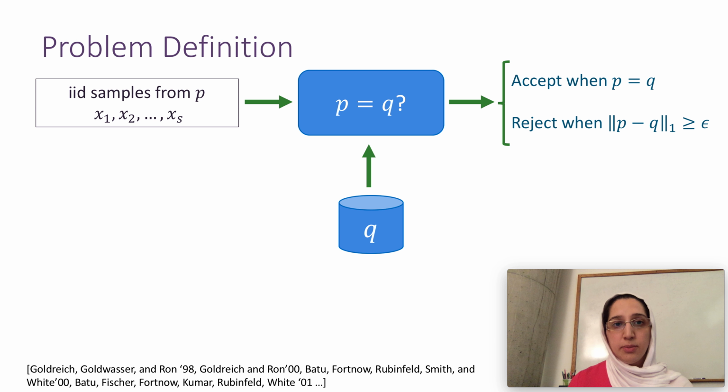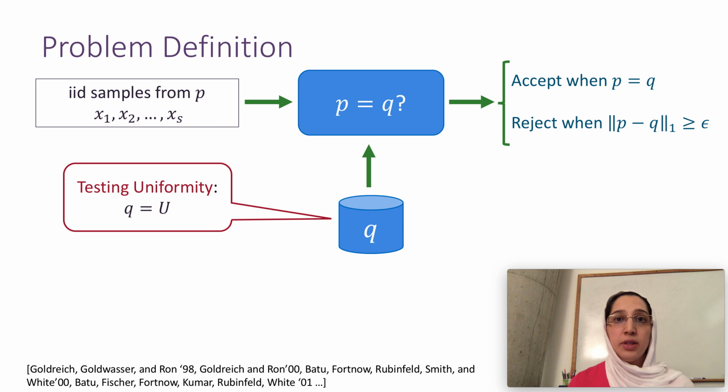Now let's define the problem formally. Assume we have IID samples from distribution P, and we have access to distribution Q, and we want to test if P is equal to Q. By that I mean that we want to output accept with high probability if P is equal to Q, or reject when P and Q are epsilon far from each other.